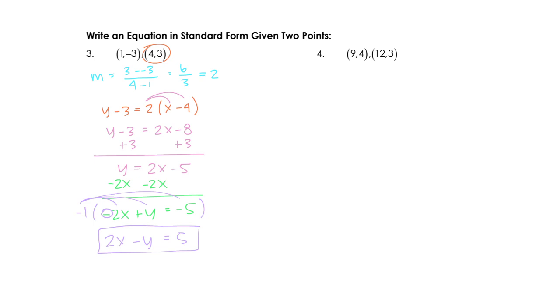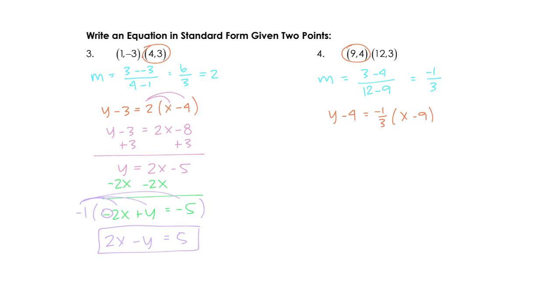Looking at number 4, find the slope again. So m equals 3 minus 4 over 12 minus 9. This would give us negative 1 over 3. So then after that, pick a point. In this case, it really doesn't matter. I'll use 9 and 4 since they're a little bit smaller than 12 and 3. Well, kind of. I guess it depends on how you look at it. Regardless, you could choose either one. So then putting it into point slope form, y minus 4 equals negative 1/3 times x minus 9.